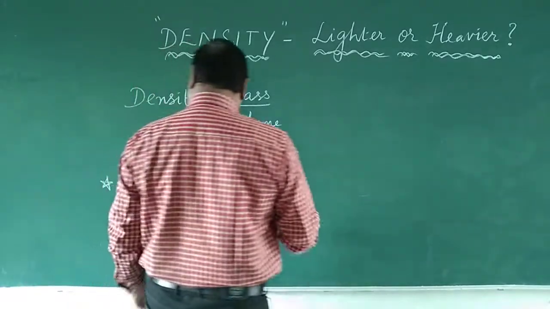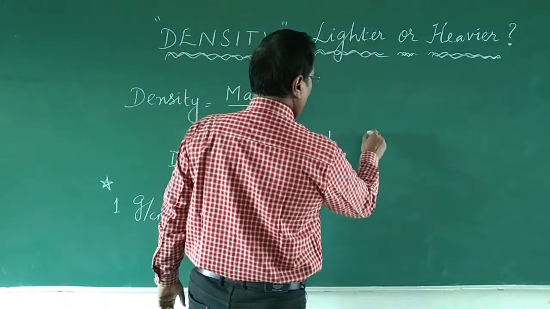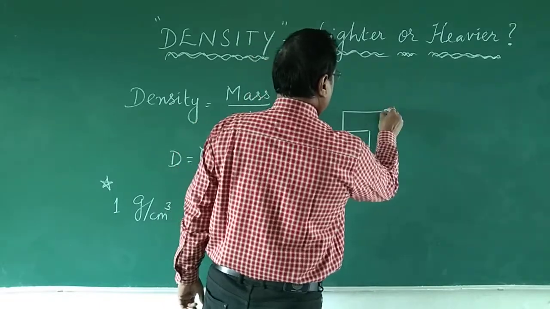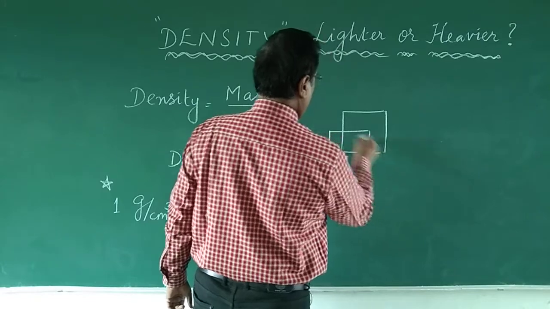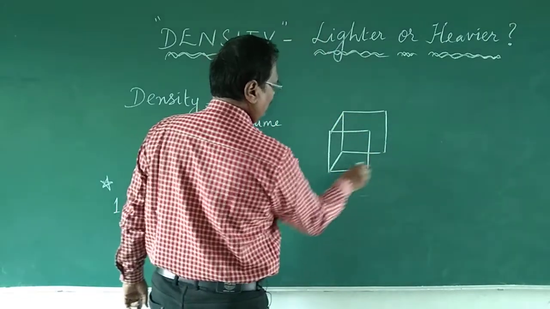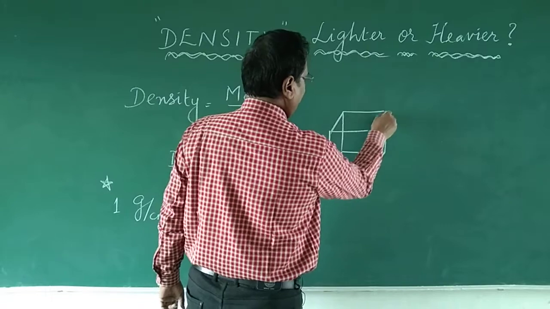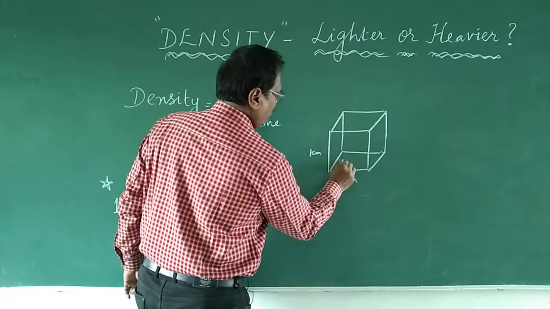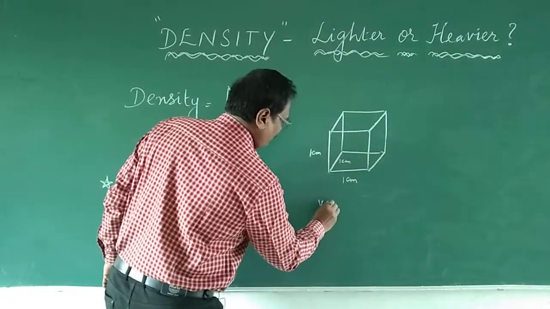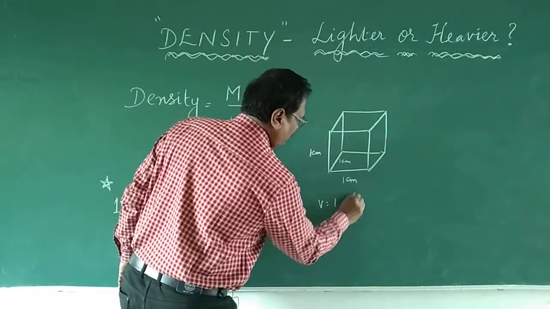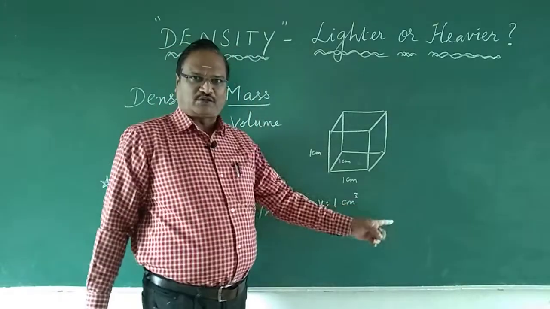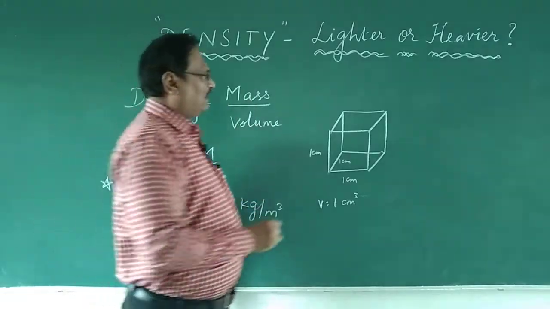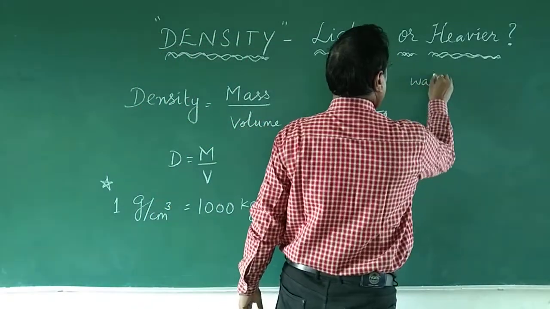Now, what I am going to do, I am going to take one cube. You know, a cube has equal sides. All the sides are equal. I have taken a cube of 1 centimeter, 1 centimeter, 1 centimeter. So, volume is equal to 1 cubic centimeter. Now, I am going to take some substances, let us say water.